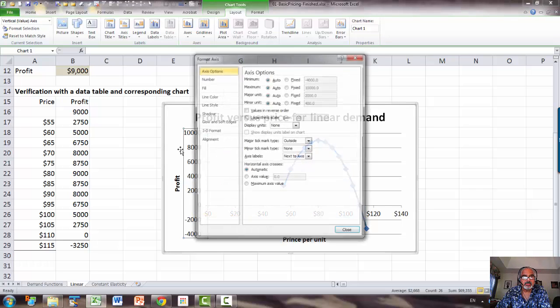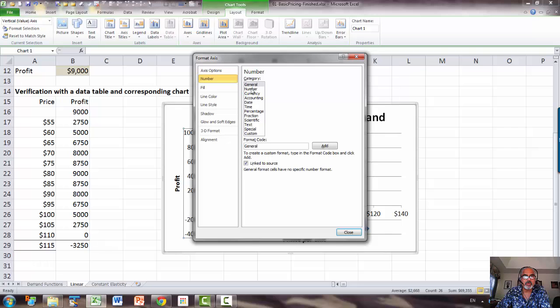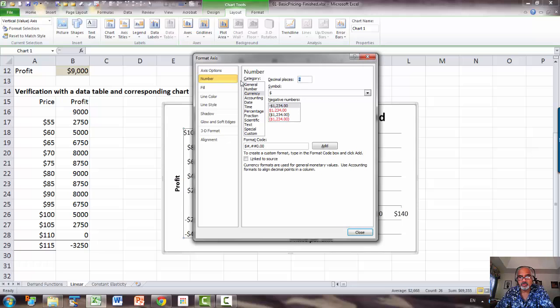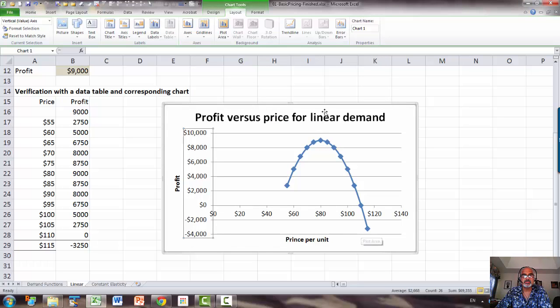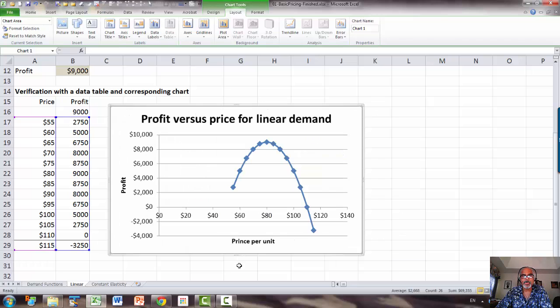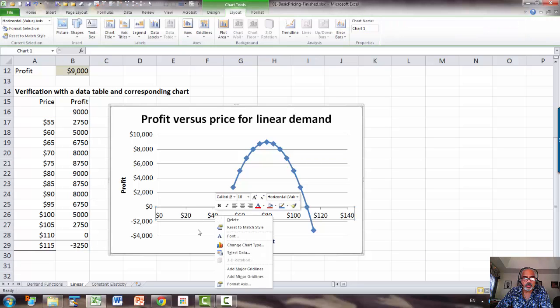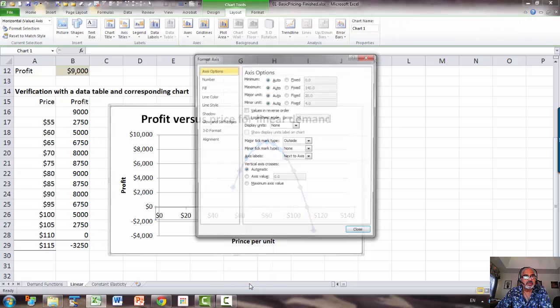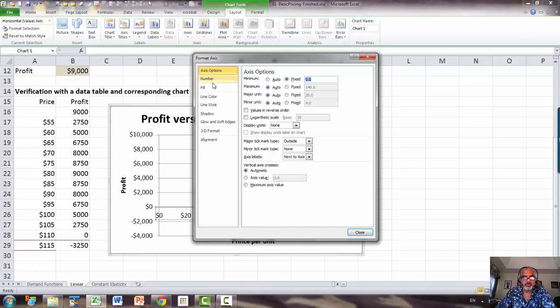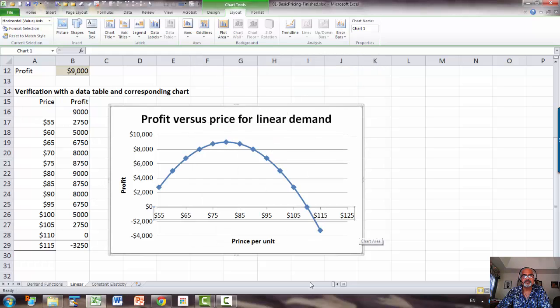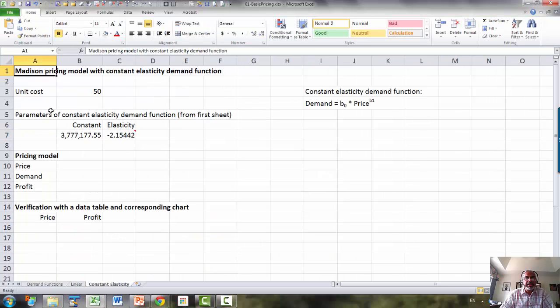format this axis, number format, to currency with 0 decimal places. So I'll put it there. And we can even change the x-axis to start from, say, 55. Okay, because that's the smallest price we are considering. And you can see that the maximum profit is achieved somewhere around here, which is what we got, $80, about here.